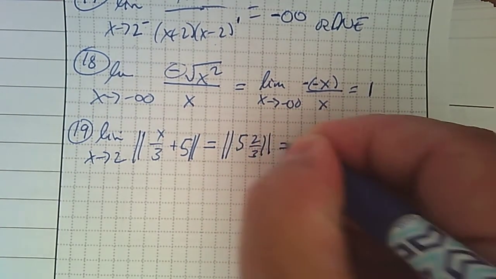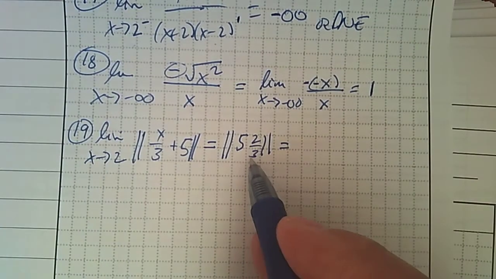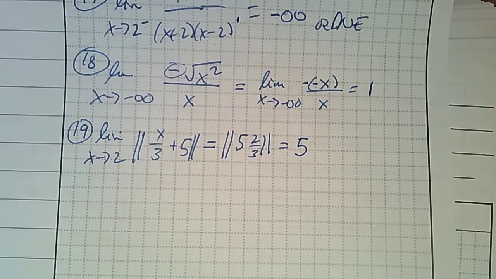That's not an integer. And what those double bars mean is, what's the greatest integer less than or equal to that? So that answer is 5. And that's what the limit is.